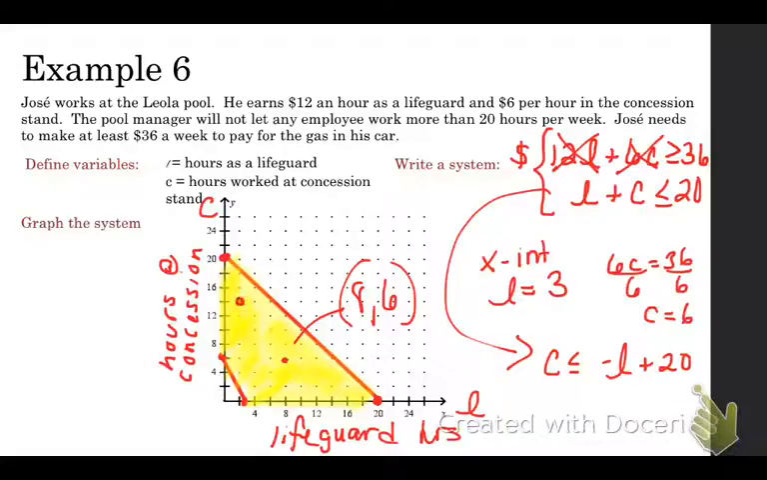You could choose a different combination. You could say this is 2 hours as a lifeguard and 14 hours at the concession stand. So all of these in this shaded region would give you the possible combinations that he could work and make over $36, at least $36, and wouldn't be going past the 20-hour restraint.